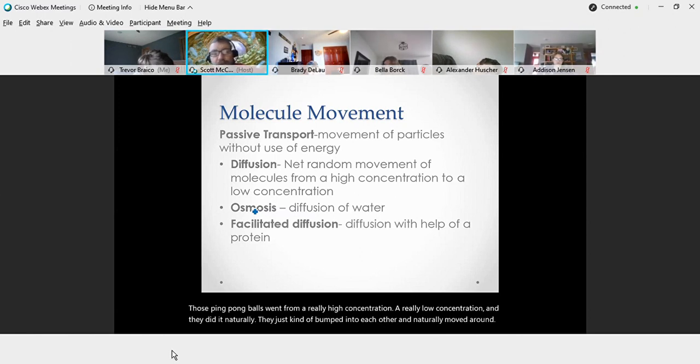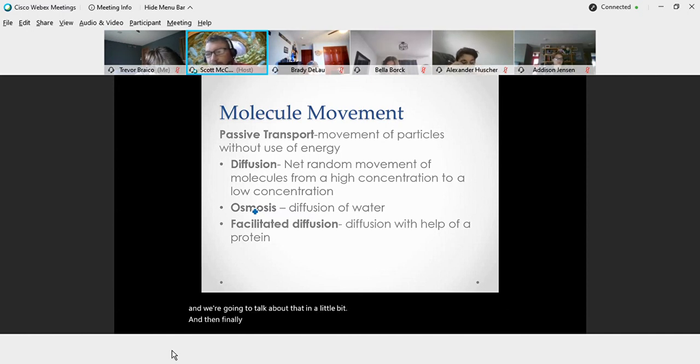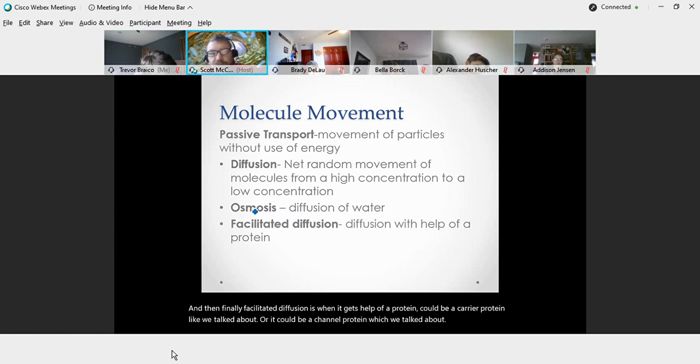Okay. Osmosis is this same movement, but when it happens with water through a membrane. And we're going to talk about that in a little bit. And then finally, facilitated diffusion is when it gets help of a protein. It could be a carrier protein like we talked about, or it could be a channel protein, which we talked about. Okay, so facilitated diffusion is diffusion, but now we're using a protein to kind of help it along. And you need a protein if it was a large and or charged particle.